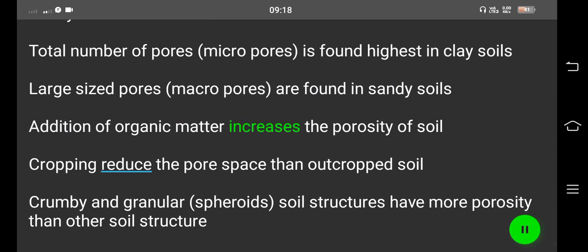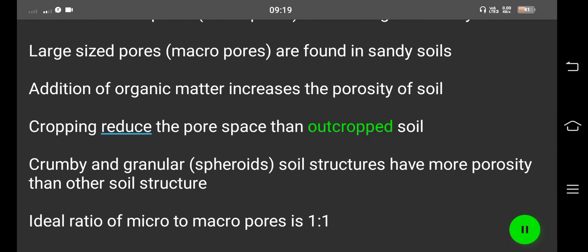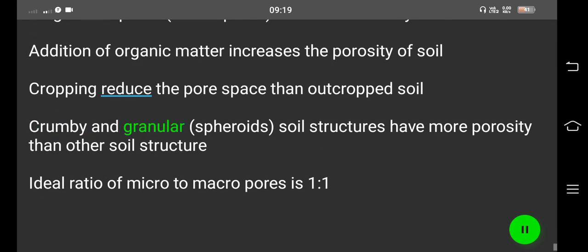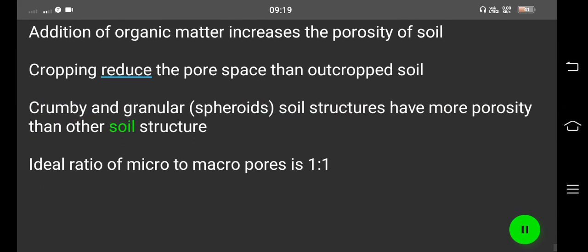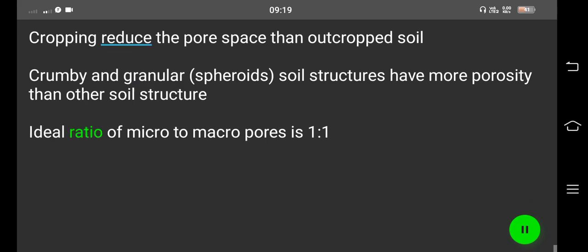Addition of organic matter increases the porosity of soil. Cropping reduces the pore space compared to uncropped soil. Crumb and granular, spheroidal soil structures have more porosity than other soil structures. Ideal ratio of micro to macro pores is 1:1.